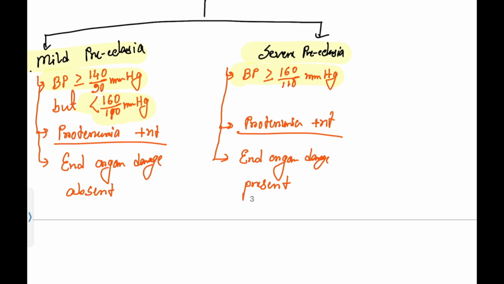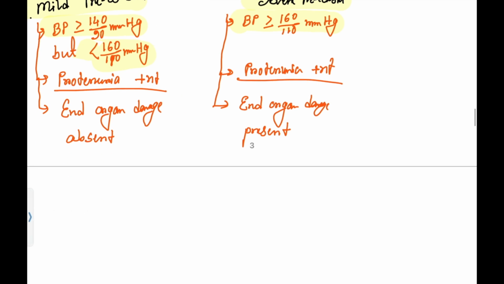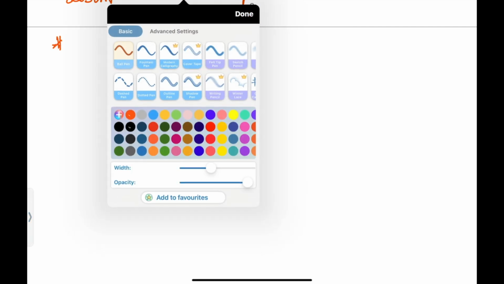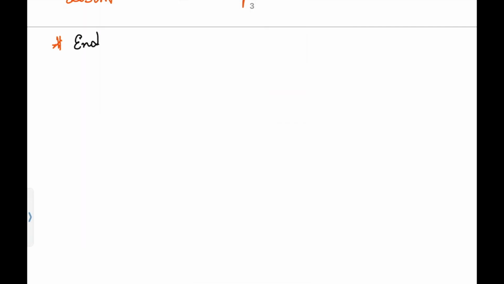But in case of severe preeclampsia, as there is high BP and proteinuria present, there will be organ damage also. So end organ damage will be present in severe preeclampsia. Now I'm continuously saying end organ damage, end organ damage. So what is the meaning of end organ damage? There are some features of end organ damage. What are all the features of end organ damage?